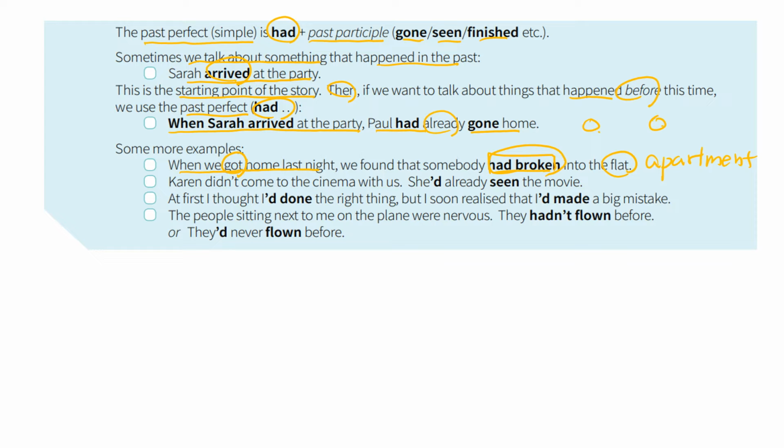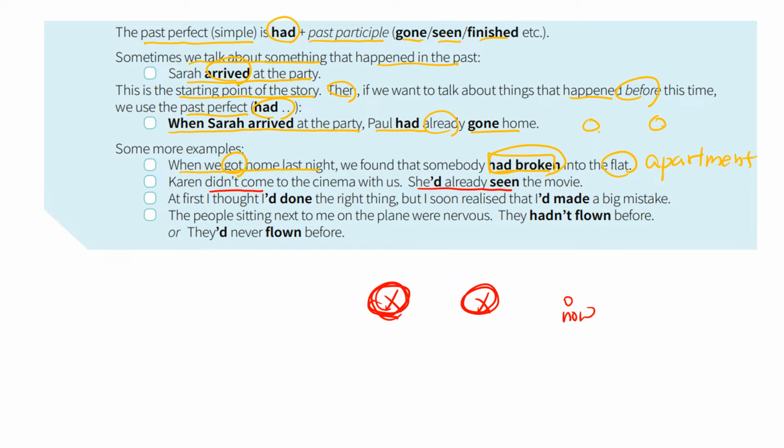So let me use a little bit darker ink. Karen didn't come to the cinema with us. Why? She'd already seen the movie. So she saw the movie before we tried to watch the movie, and then this is now. So Karen watched the movie before we watched it. So Karen had already seen the movie.